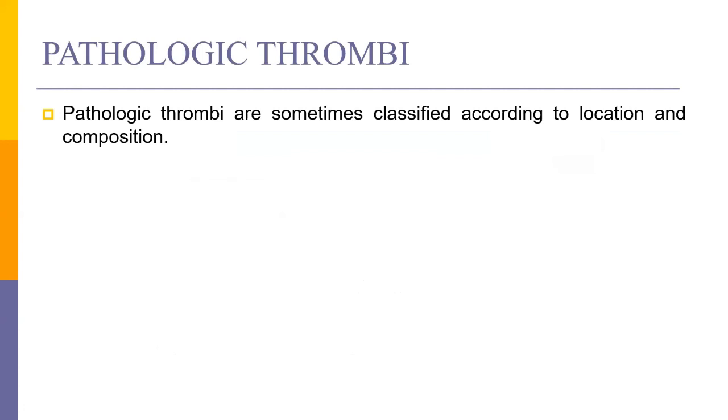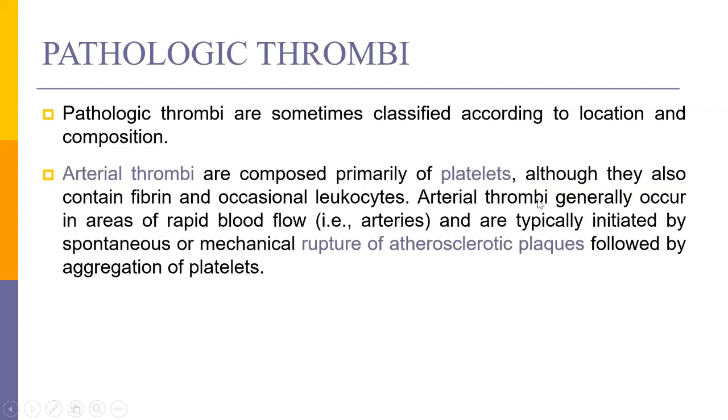The next slide introduces us to pathologic thrombi. Pathologic thrombi are sometimes classified according to location and composition. We have the arterial thrombi and the venous thrombi. The arterial thrombi are mainly composed of platelets, although they also contain fibrin and occasional leukocytes. Arterial thrombi generally occur in areas of rapid blood flow, for example, the arteries, and are typically initiated by spontaneous or mechanical rupture of arteriosclerotic plaques followed by aggregation of platelets.